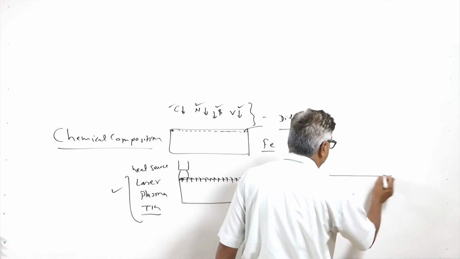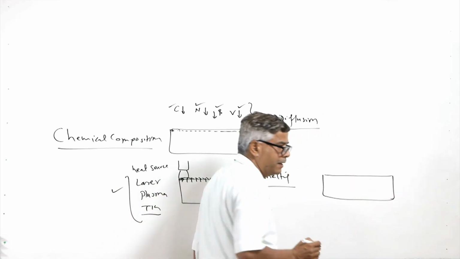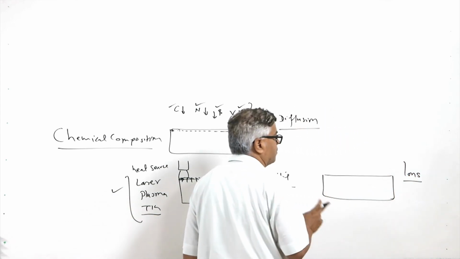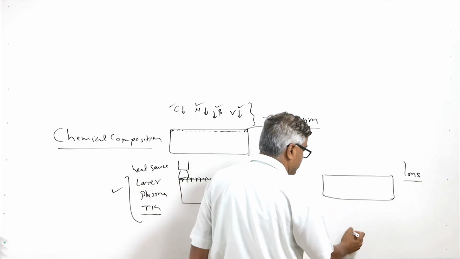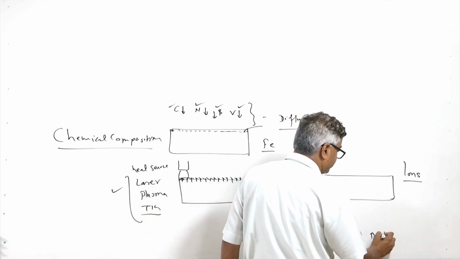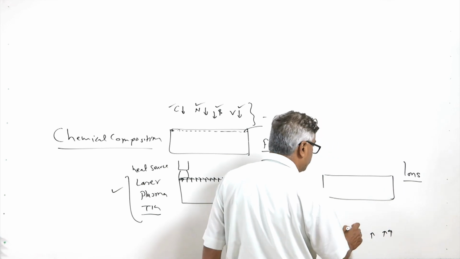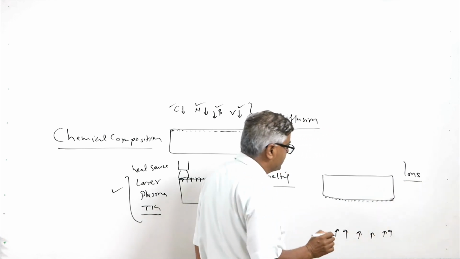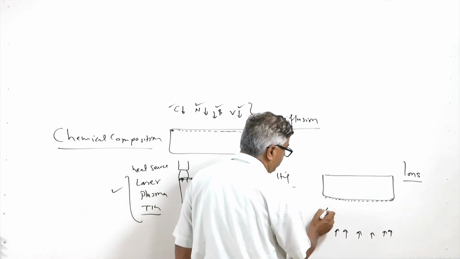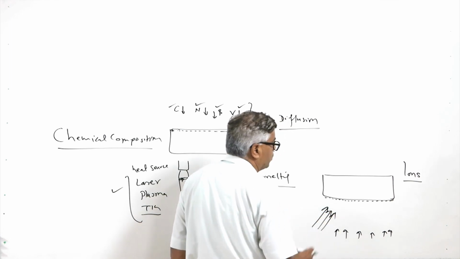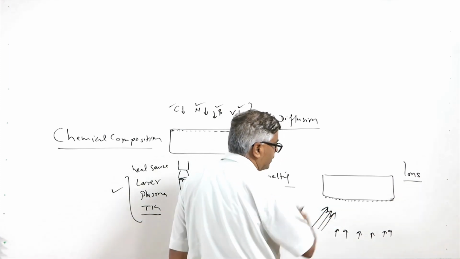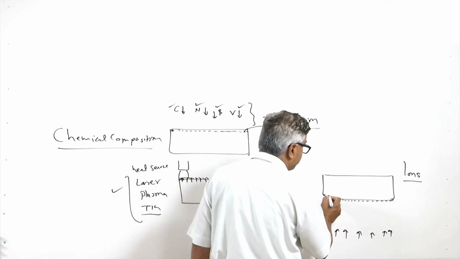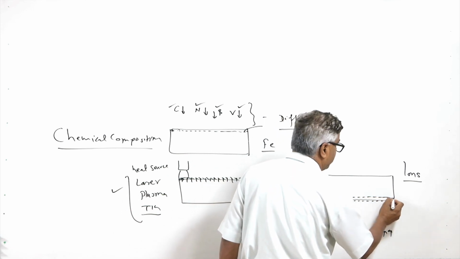There is another set of processes where the near surface layer composition is modified through the use of ions. High velocity ions are directed onto the surface. What we do basically in this case is that the metal vapors are allowed to move up, so they get deposited at the surface of the component whose properties need to be modified, and then an ion beam is directed onto the surface. When high velocity ions impact, due to the high kinetic energy, the near surface layers are affected in two ways.